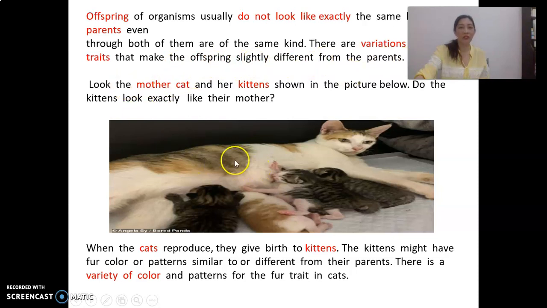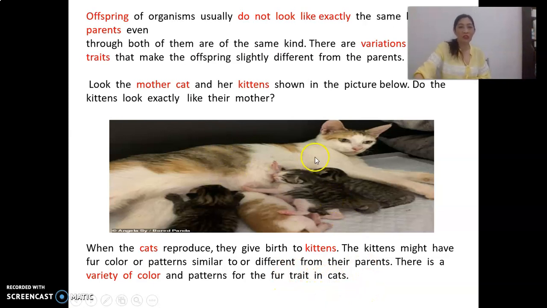Look at the mother cat and the kittens shown in the picture below. Do the kittens look exactly like their mother? When cats reproduce, they give birth to kittens. The kittens might have fur color or pattern similar to or different from their parents. There is a variety of colors and patterns for the fur traits in cats.